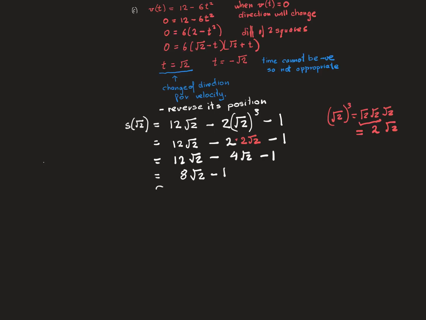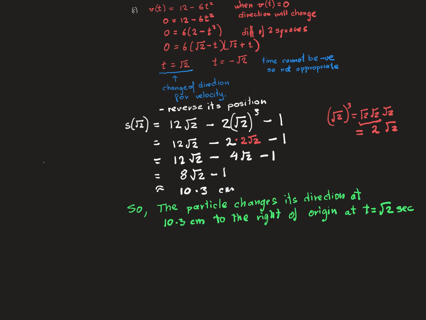And if you work it out on your calculator, that becomes approximately 10.3. That will be centimeters. So it will give you an idea where it actually stands on the sign diagram. So the particle changes its direction at 10.3 centimeters to the right of the origin at t = root 2 seconds.